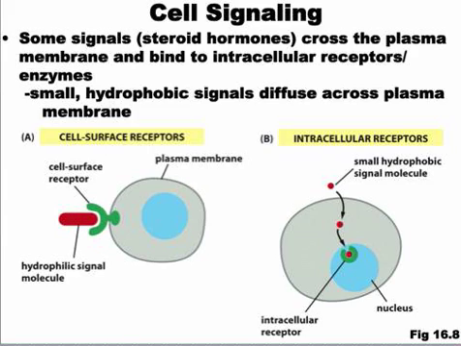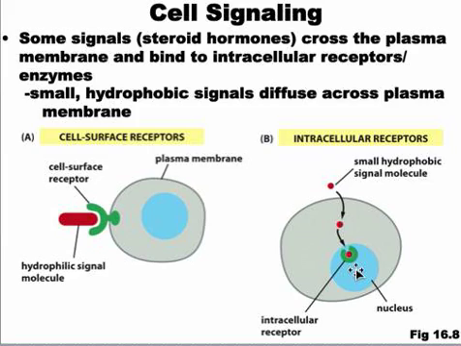Now, some receptors are located inside the cell. And some are not membrane receptors at all, but are instead enzymes. So that's what they're showing you in figure B. So the receptor here is an intracellular receptor. And not only is it inside the cell, but it's inside the nucleus.